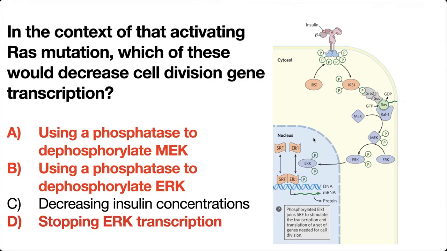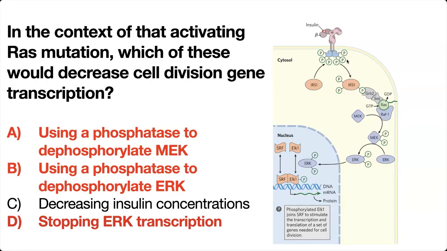So all of these except for decreasing insulin concentrations. If we dephosphorylate MEK or if we dephosphorylate ERK, that's going to allow us to have ERK be dephosphorylated so we're not getting the transcription. It'd be very inefficient because we'd keep phosphorylating and dephosphorylating it, but we would be able to do that. If we just stopped ERK transcription directly, that would definitely do it.